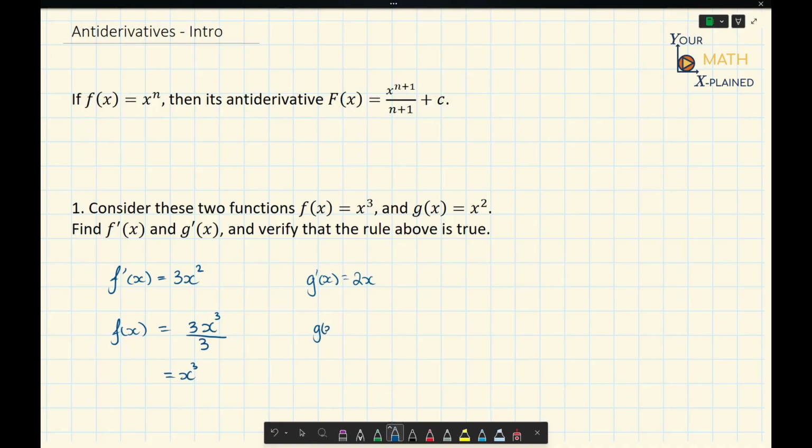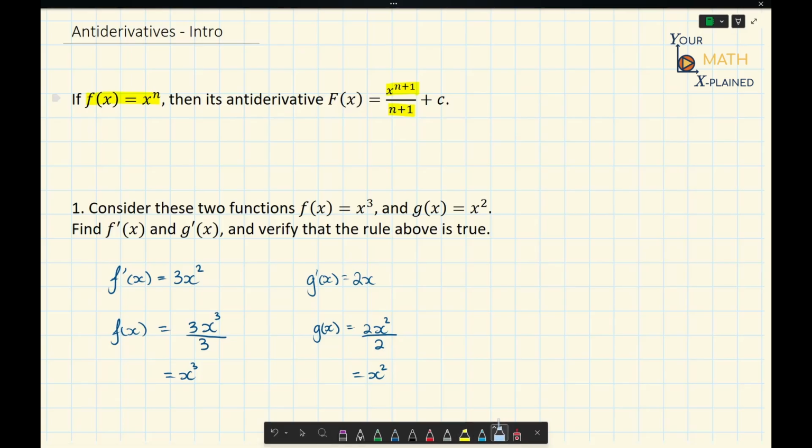Similar for g of x, the power increases by 1, and then we divide by the new power. So this is how we get x squared back. So now the general form of that is if f of x is equal to x to the power of n, then its antiderivative is going to be x to the power of n plus 1. Notice how we increase the power by 1. And then we divide it by the new power, which is n plus 1.